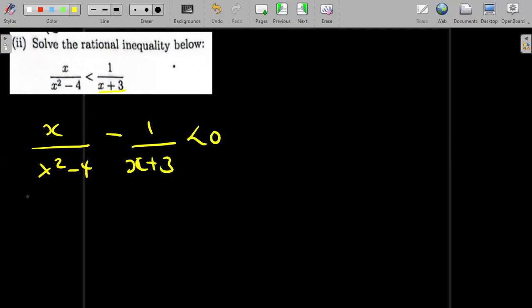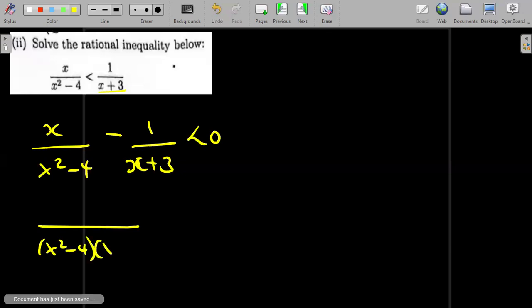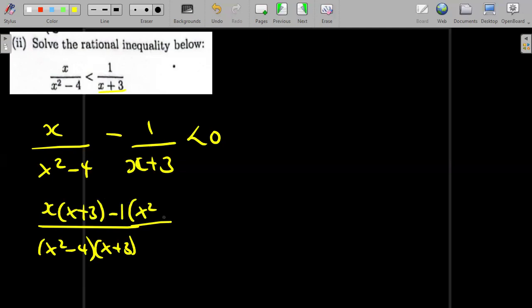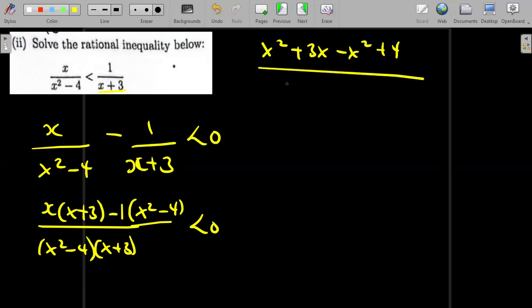So here, you can make this into a single fraction. You have x squared minus 4, then you have x plus 3. Then on top, that will be x multiplied by x plus 3, and then you have negative 1 multiplied by x squared minus 4, like this, and less than 0. That is just going to be expand out: you have x squared plus 3x minus x squared plus 4.